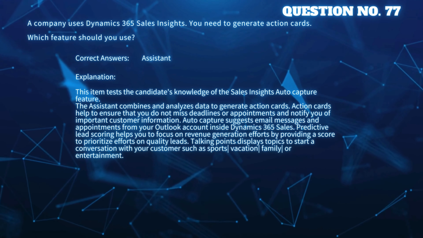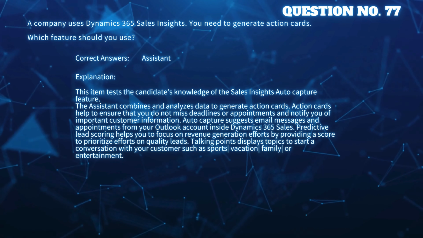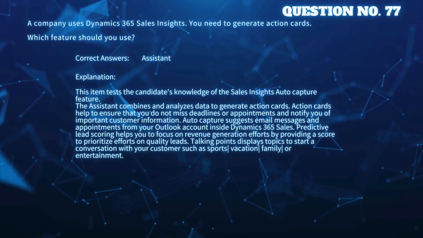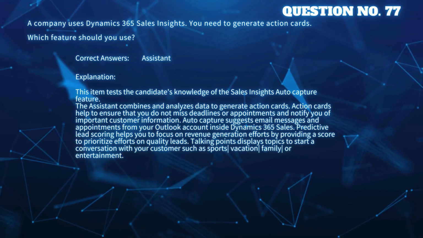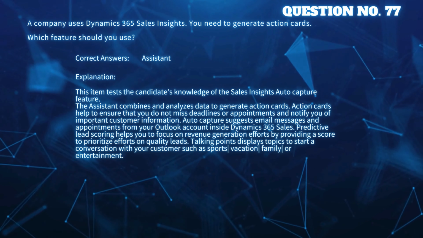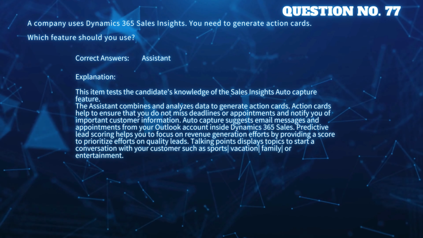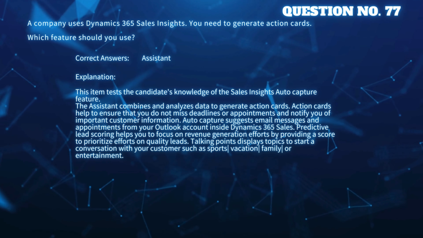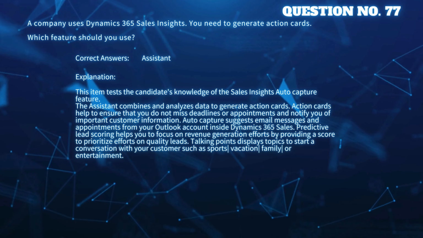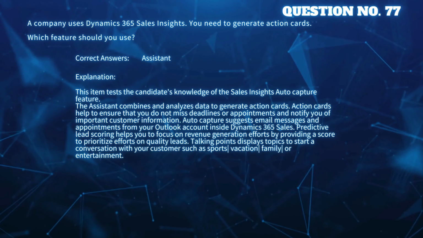The assistant combines and analyzes data to generate action cards. Action cards help to ensure that you do not miss deadlines or appointments and notify you of important customer information. Auto Capture suggests email messages and appointments from your Outlook account inside Dynamics 365 Sales. Predictive Lead Scoring helps you to focus on revenue generation efforts by providing a score to prioritize efforts on quality leads. Talking Points displays topics to start a conversation with your customers, such as sports, vacation, family, or entertainment.